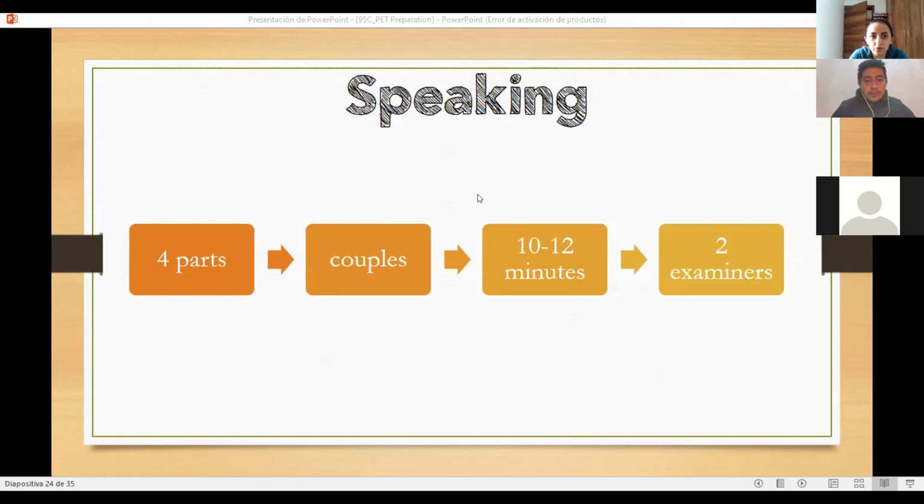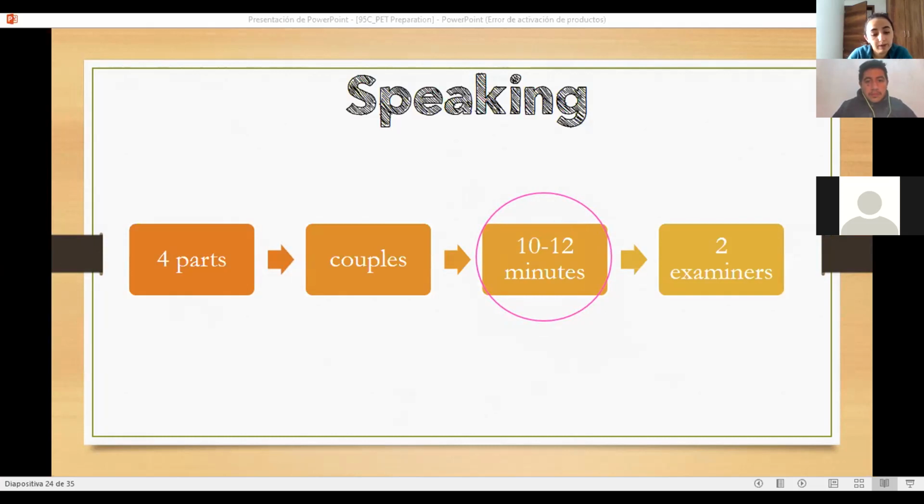So it means that you're going to be talking for about 12 to 15 minutes, as you can see here. And there are going to be two examiners. It means that there are going to be two teachers grading your performance in the speaking part. So how is it going to be this part of the exam?